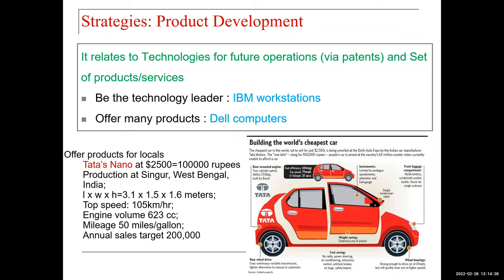And this was in India. The top speed for this car was 105 kilometers an hour. The engine volume was 623 cc's, and it used to get you 50 miles a gallon, and the annual sales target was about 200,000.